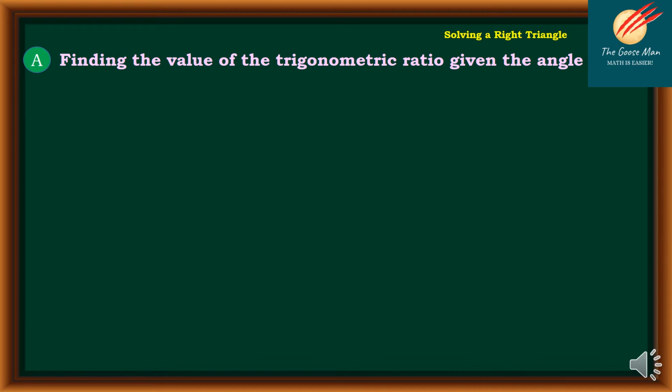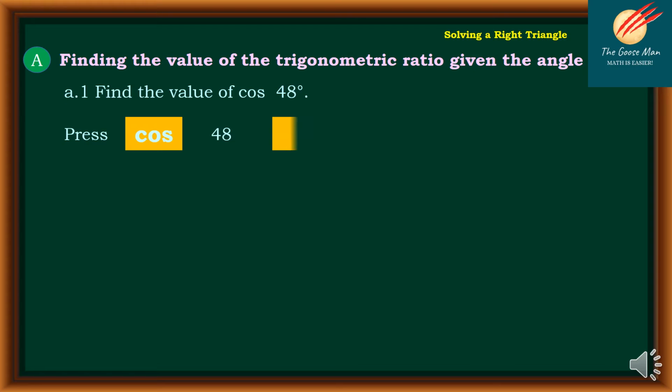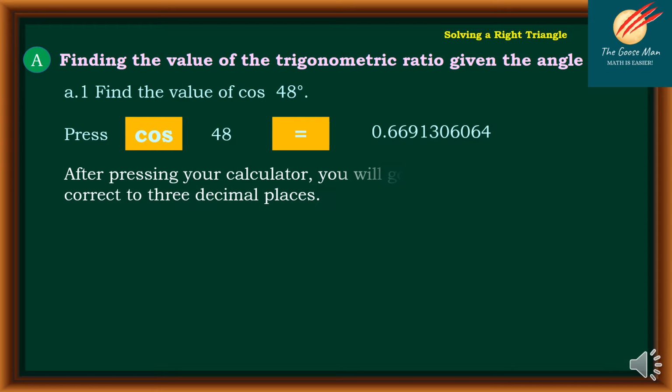So let's have example number 1 here. Find the value of trigonometric ratio given the angle. For 8.1, find the value of cosine 48 degrees. So again, we will press cosine 48 equals sign and we will come up with 0.669,130,6064. After pressing your calculator, you will get cosine 48 is equal to 0.669, correct to 3 decimal places.